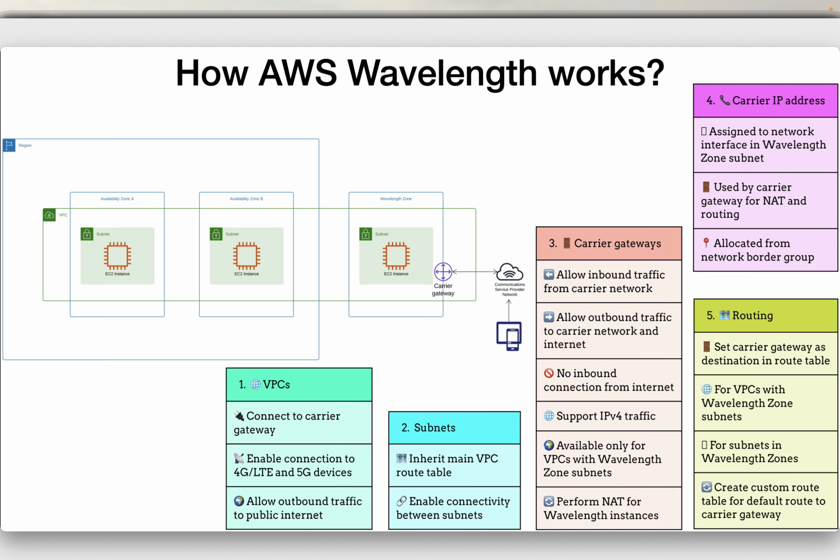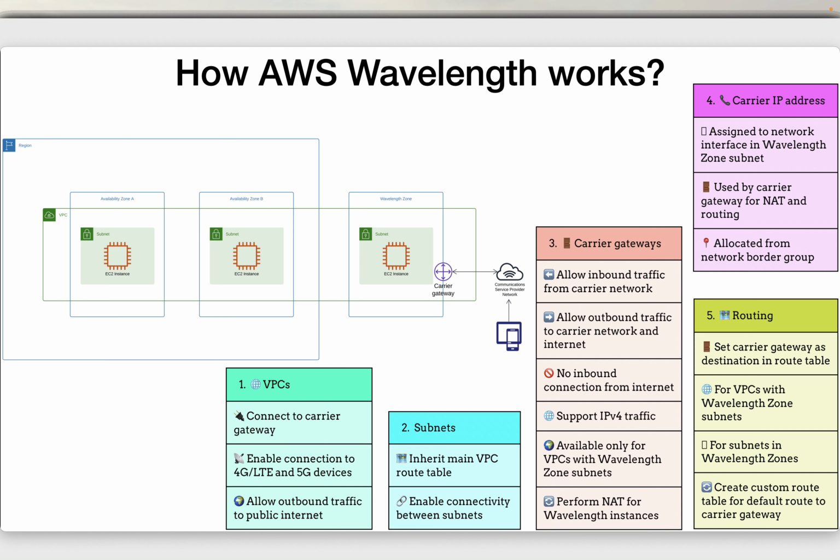Okay, last point is around routing. So you can set the carrier gateway as a destination in a route table for the following resources. One, VPCs that contain subnets in a wavelength zone, and subnets in wavelength zones. So create custom route tables for the subnets in the wavelength zones so that the default route goes to the carrier gateway, which then sends traffic to the internet and the telecommunication carrier network.